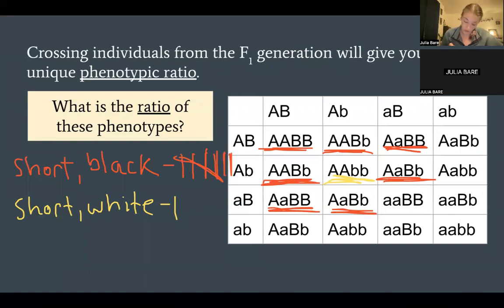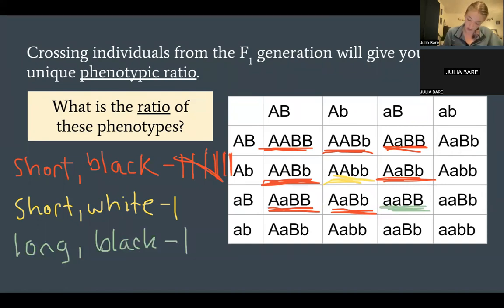This is a new phenotype. So I'm going to do this in a different color. This is going to be long hair with black fur. I just realized I also missed one down here. If we're looking over here at the very, very bottom, that's going to be another one that has short black hair.